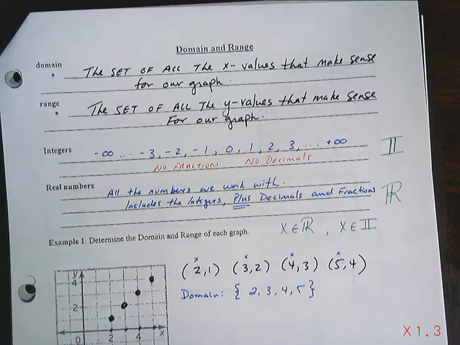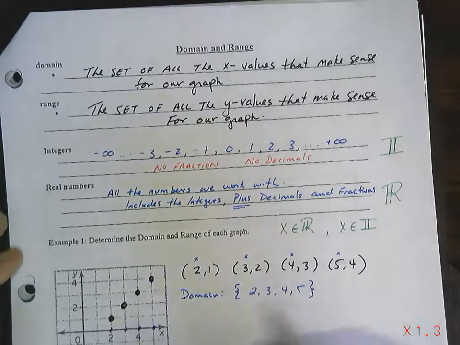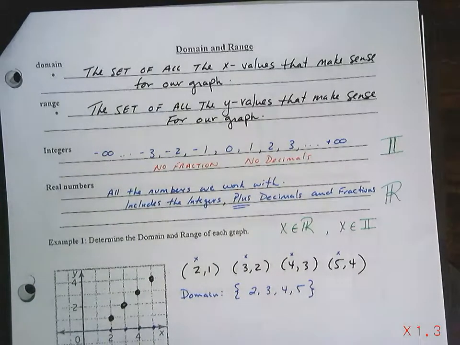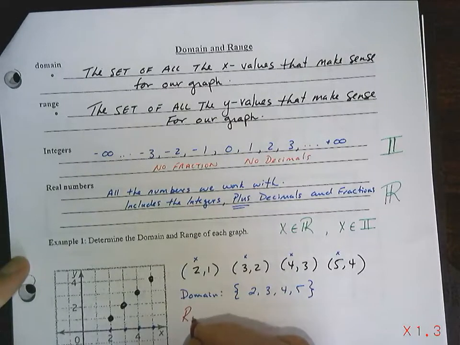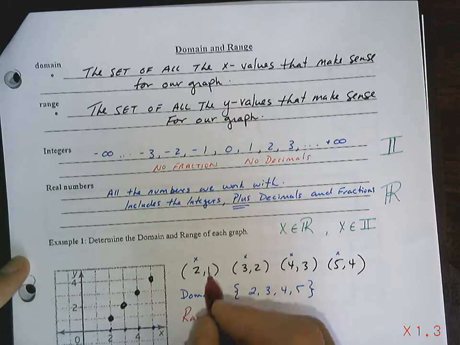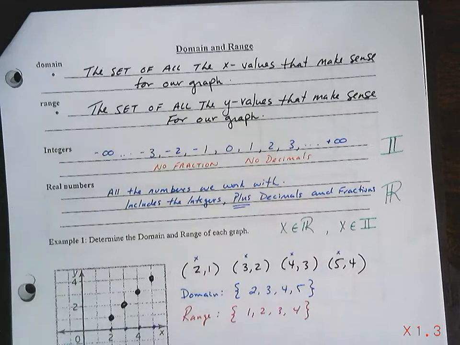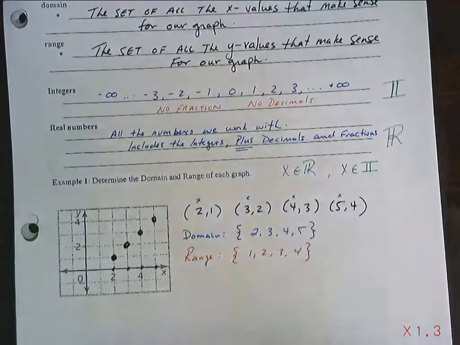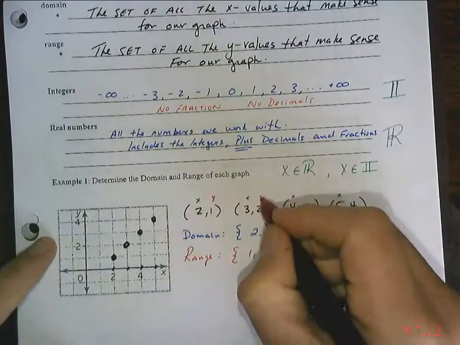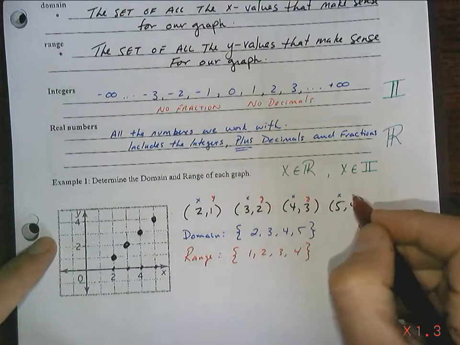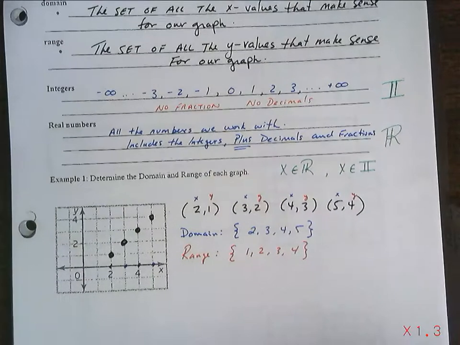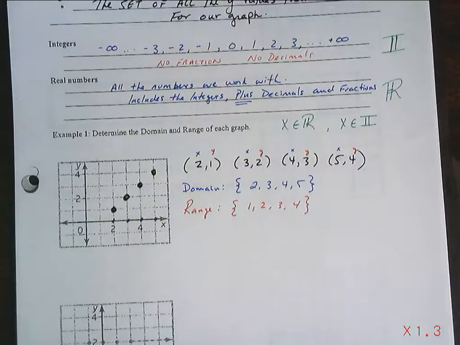Now what about the y values? What are the y values that make sense for this graph? Well, first of all, it's called range, and it's going to be the set of all 1, 2, 3, and 4. Yay! So, you now have domain, you now have range for a set of points. That is so cool. Let's look at the next one.